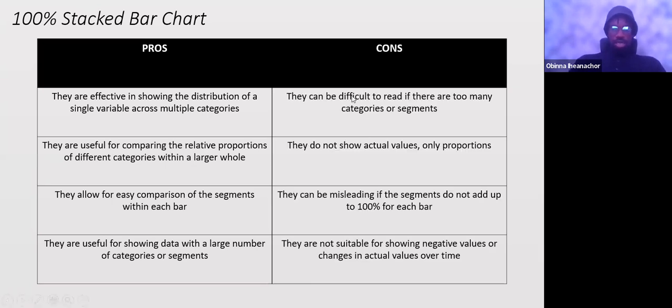And the cons: it can be difficult to read if you have too many categories or segments. Also, they don't show actual values, only proportions. They show you only percent of total. You won't see the actual value. And it can also be misleading if the segments do not add up to 100% for each bar. And lastly, it's not suitable for showing negative values or changing values over time.